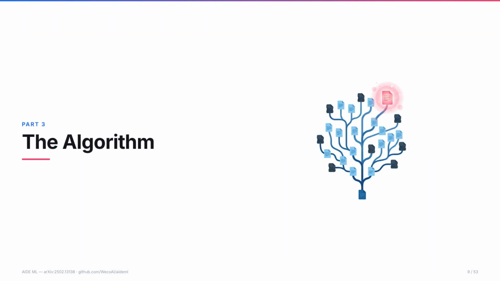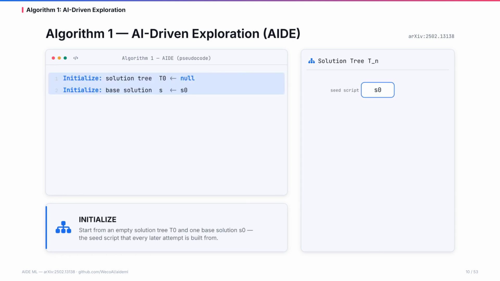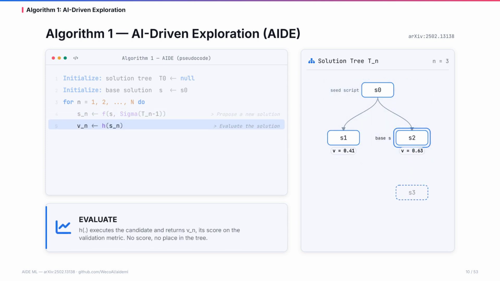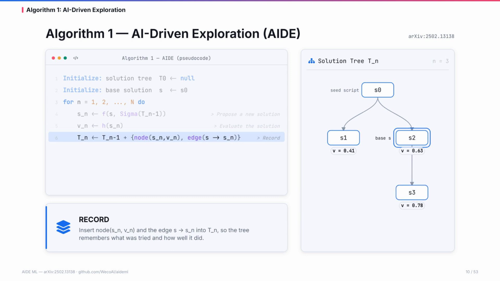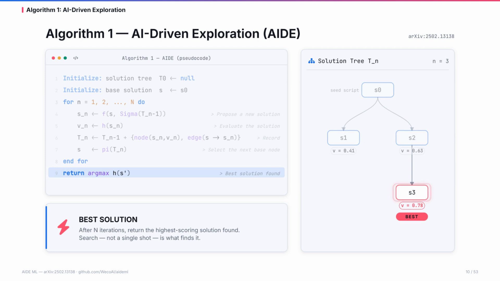With the problem framed as optimization, the algorithm itself is remarkably compact. Here is the entire loop. Start with an empty solution tree and an empty base solution. Then repeat. Propose a new solution using the coding operator f, which sees the current solution and a summary of the tree. Evaluate it with h to get a score. Record the node and its score in the tree. Then select the next base node using the search policy pi. After n steps, return the best solution found. Propose, evaluate, record, select. That is AIDE.